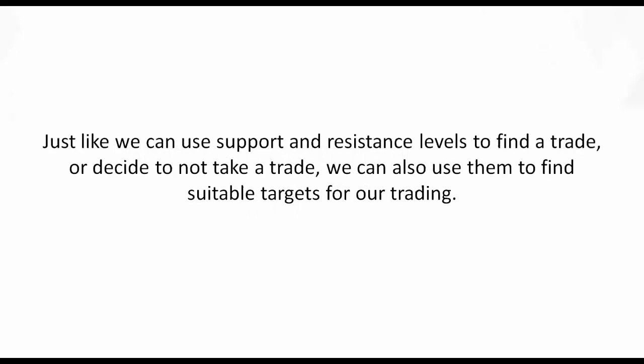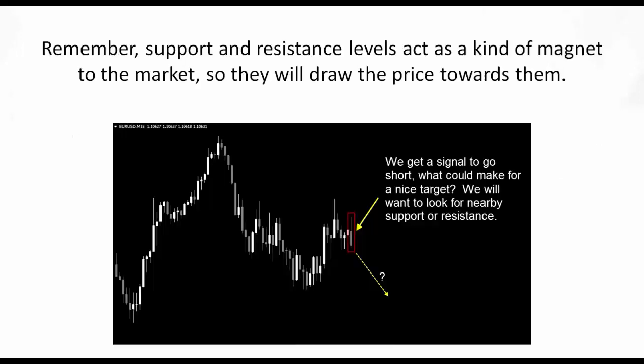Just like we can use support and resistance levels to find a trade or decide not to take a trade or place a stop loss, we can also use them to find suitable targets for our trading. Remember, support and resistance levels act as a kind of magnet to the market, so they will draw the price towards them. We get a signal to go short. This is our short signal. So now we are short. This is going to be a Tradonic short. We're going to be looking for a target.